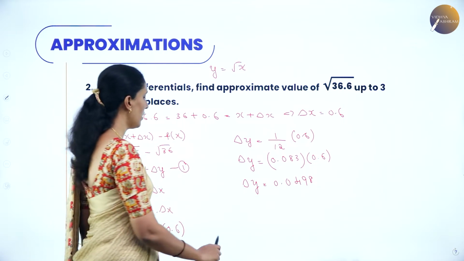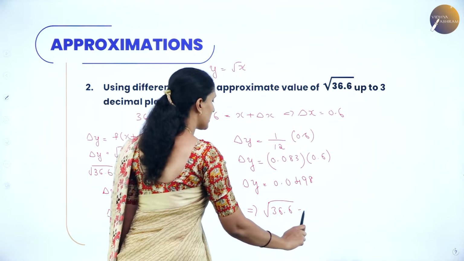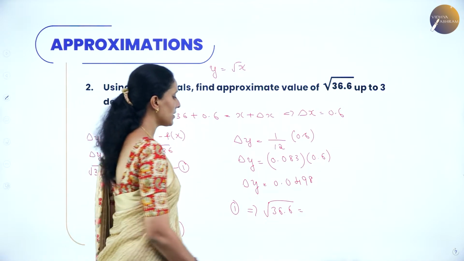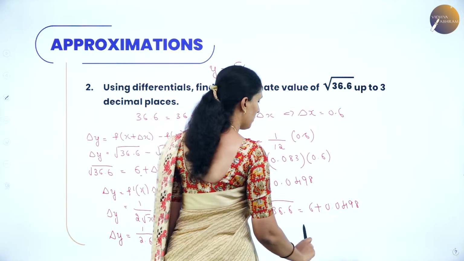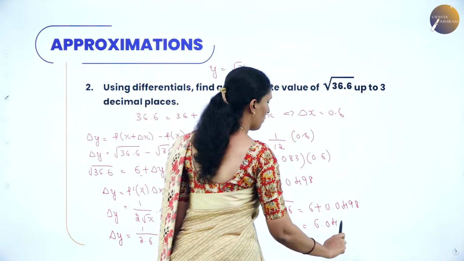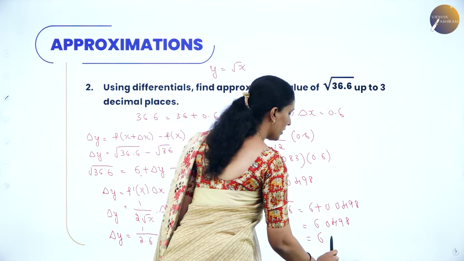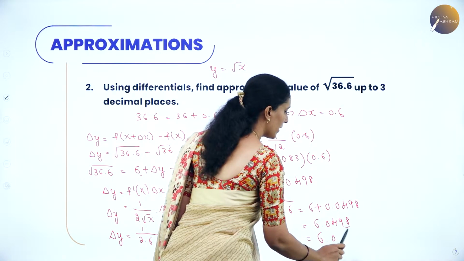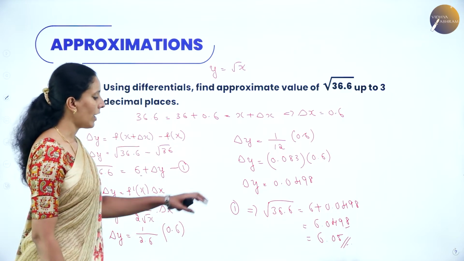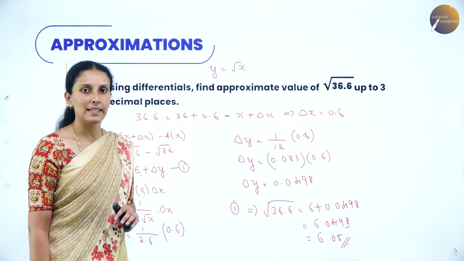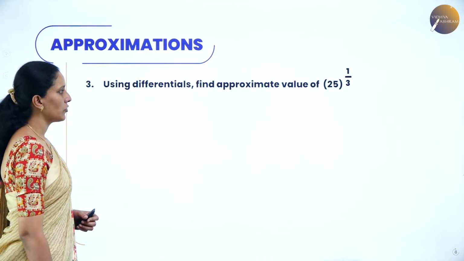Now we got the value of delta y. So substitute in 1. From 1, this implies square root of 36.6 is equal to 6 plus 0.0498, which is equal to 6.0498. If you want to approximate it further, you can write it like this. So this is the nearest or approximated value of square root of 36.6.